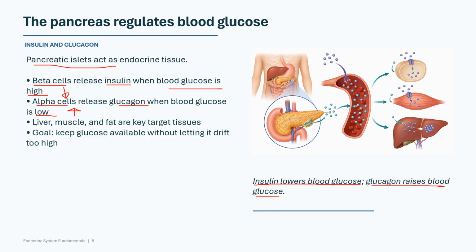The liver, muscle, and the fat are the key target tissues for the pancreas to be able to help us to do that, as you can see in this depiction. The goal here is basically very simple: to keep the glucose available without letting it drift too high.